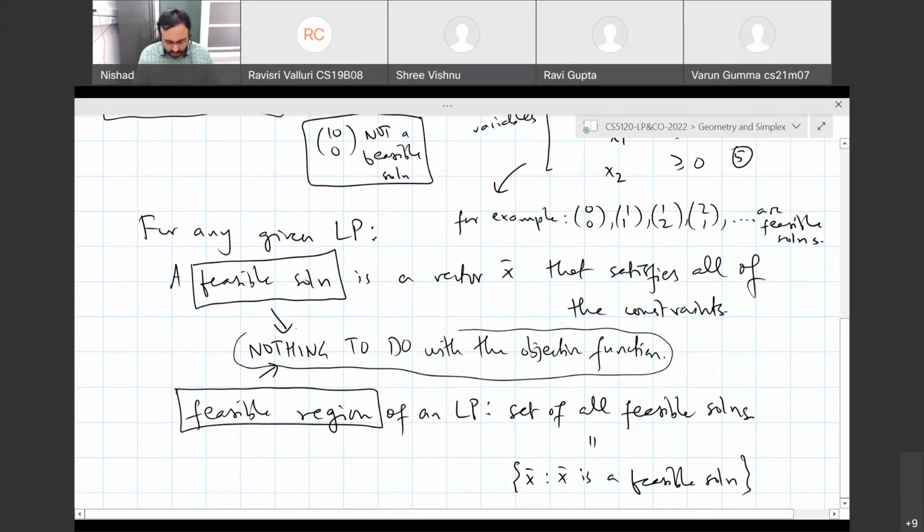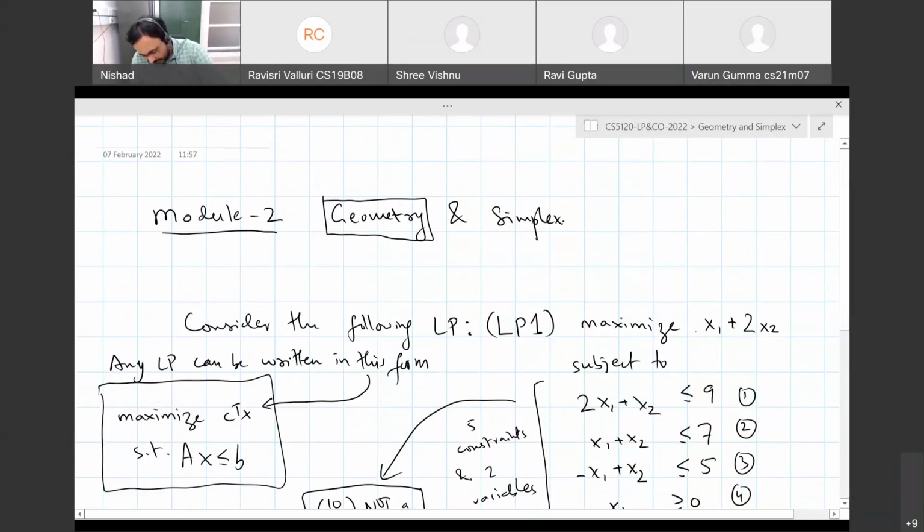Right? What is the objective function? It is this, what we are maximizing or minimizing. Okay. Good.